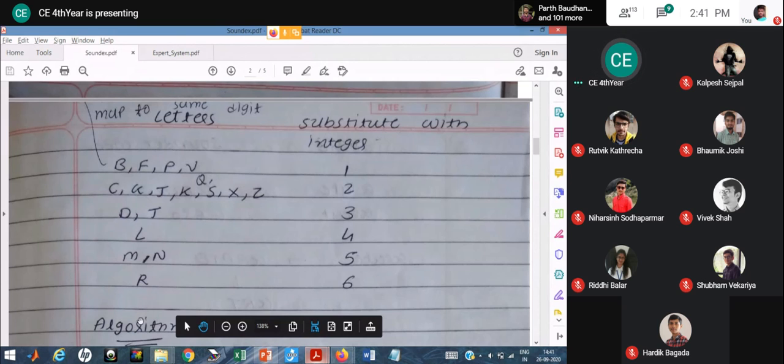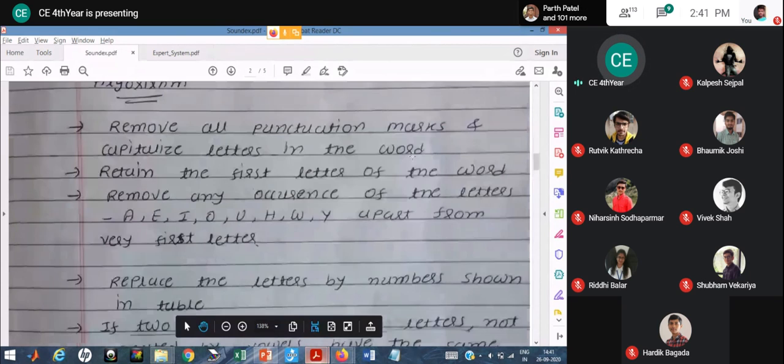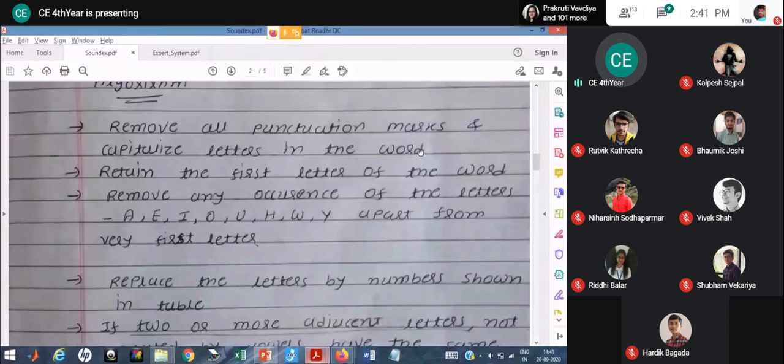The algorithm is: remove all the punctuation. First read it, and then afterwards I will explain the algorithm with an example. So, remove all the punctuation marks and capitalize the letters in the word. The second point is retain the first letter of the word. Then the third point, remove any occurrence of the letters.